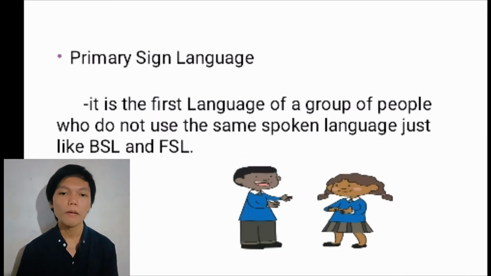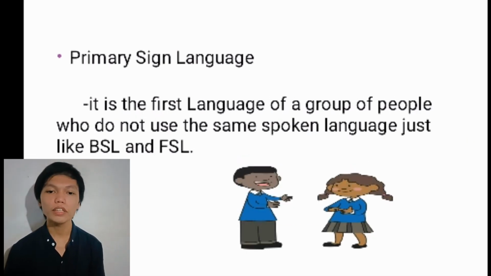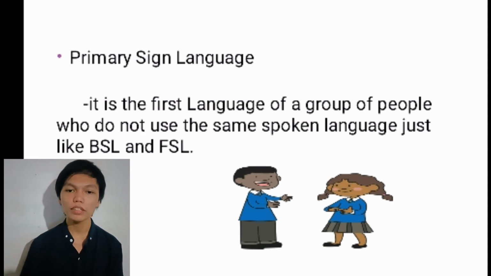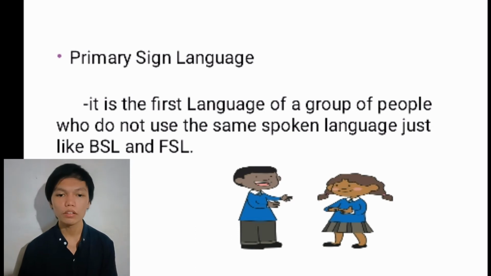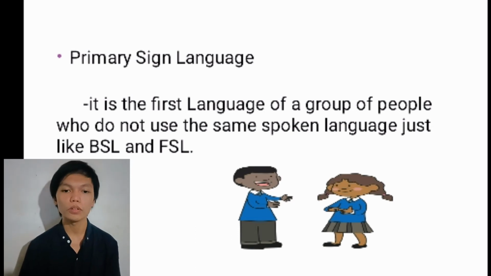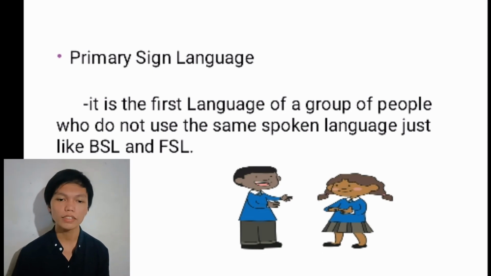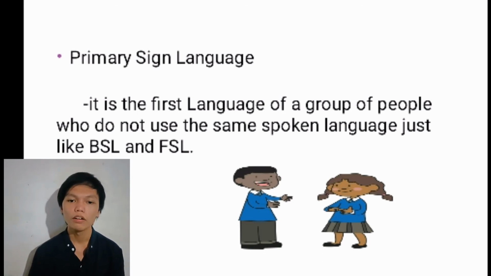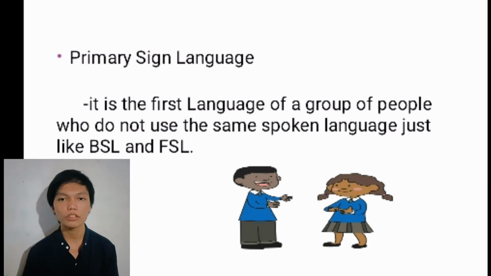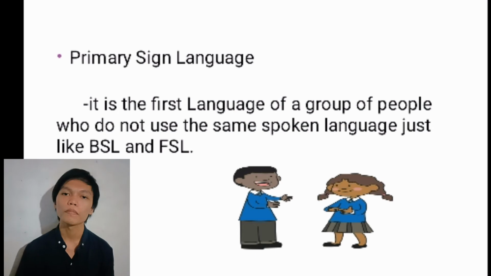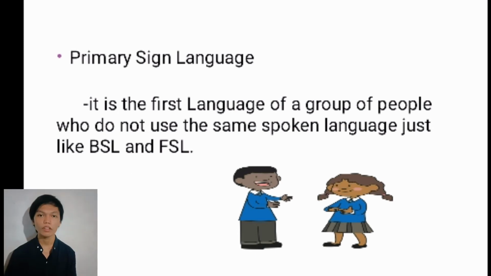In contrast, primary sign language is the first language of a group of people who do not use a spoken language with each other. Primary sign language is the main way of deaf and mute people to communicate. Examples of these are the British Sign Language or BSL, French Sign Language or FSL, and American Sign Language or ASL. ASL was a sort of gestured version of English.